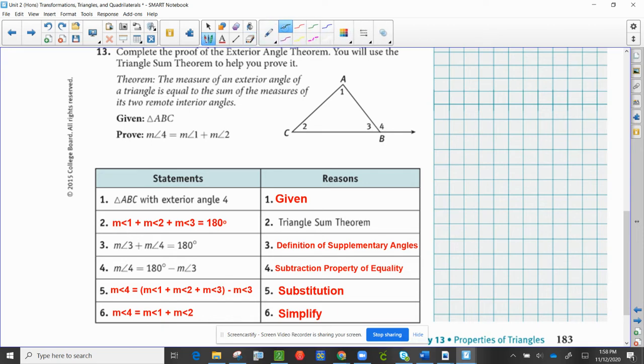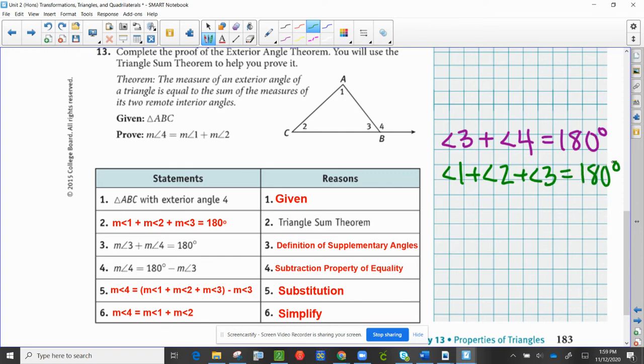Okay, so let me break this down for us again a little bit. Basically what this proof is saying, we know from our picture angle 3 and angle 4 are supplementary. So they sum to 180 degrees. And we also know that since angles 1, 2, and 3 form a triangle, angle 1 plus angle 2 plus angle 3 also equal 180 degrees because of our triangle sum theorem.